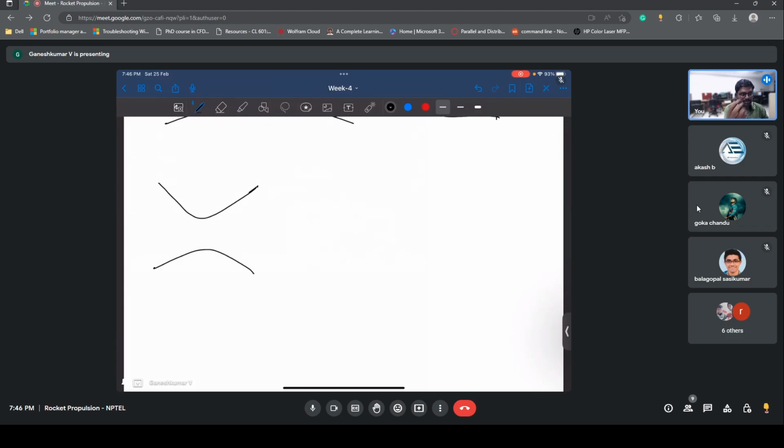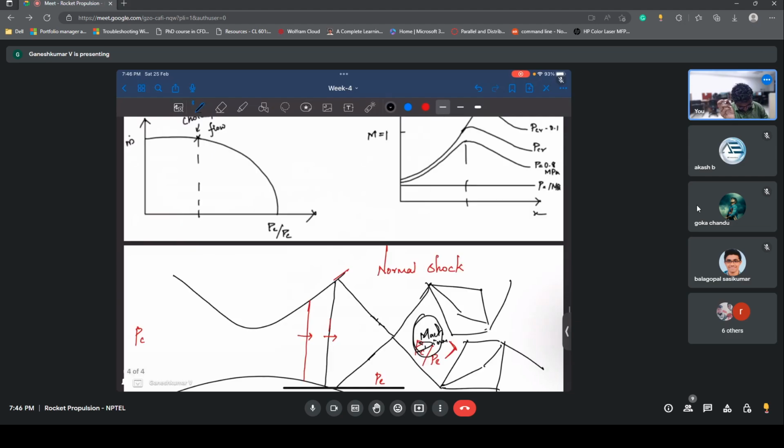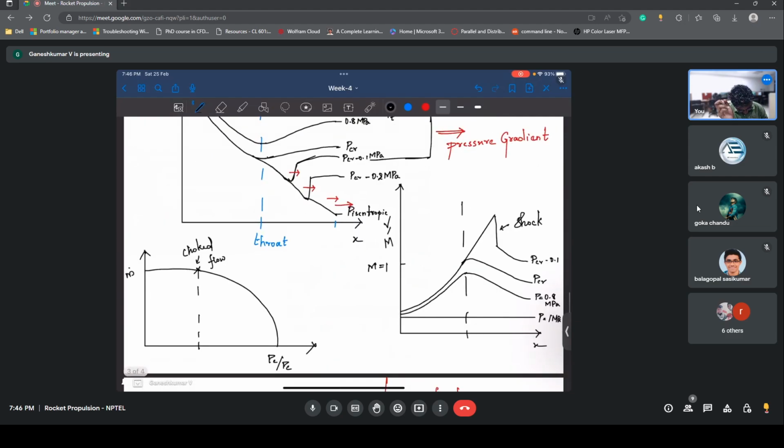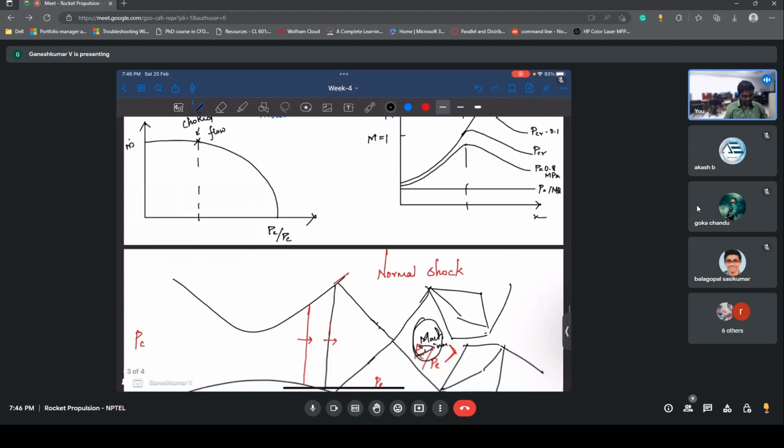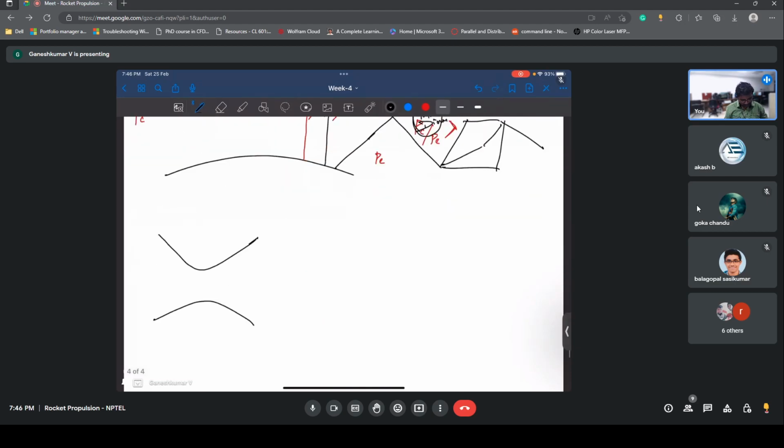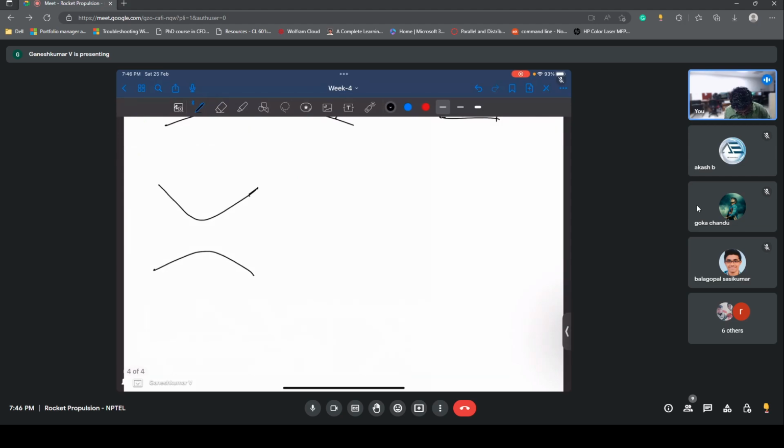So now we know that, let's say we have reduced it so much, this is where it is fully expanded, right? Let's say this is a little above, here, but this pressure gradient is not enough for a normal shock. What happens is it puts an oblique shock.